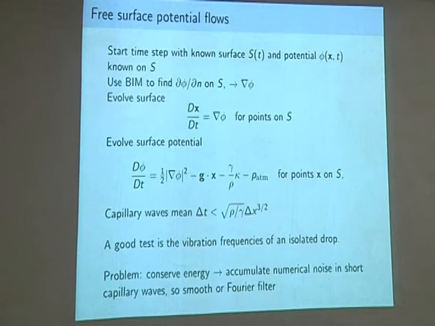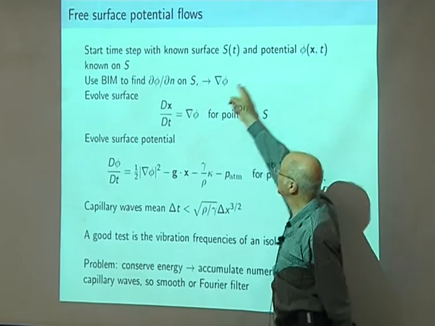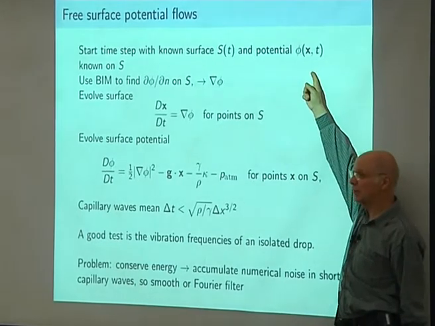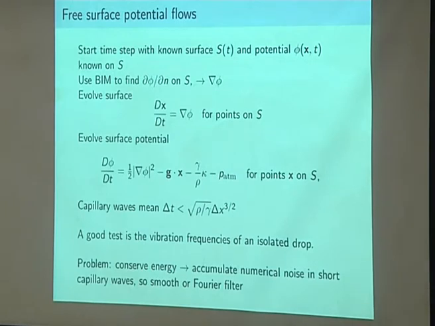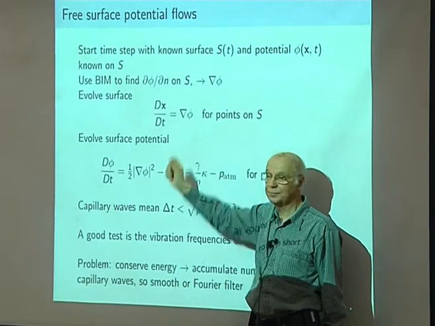How do you do it? How do you solve potential flow? So you start potential flow knowing the surface and knowing the potential on the surface. That's why I'm saying I know at the beginning of the time step where the surface is and what the potential is on the surface. I use my boundary integral technique, feed it the potential on the surface. The boundary integral technique will tell me phi by dn. Because I know phi on the surface, I can work out the tangential derivative of phi. So with the tangential derivative and the normal derivative, I've got the gradient. So I've got the velocity field. So I can therefore move the points on the surface to find the surface at the next time step.